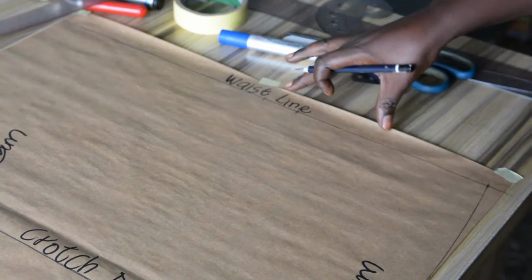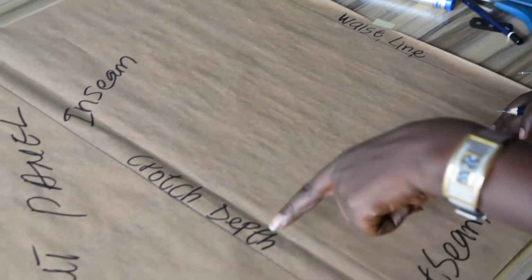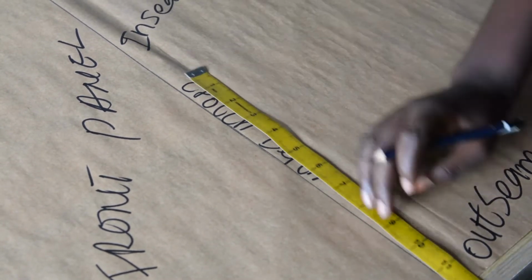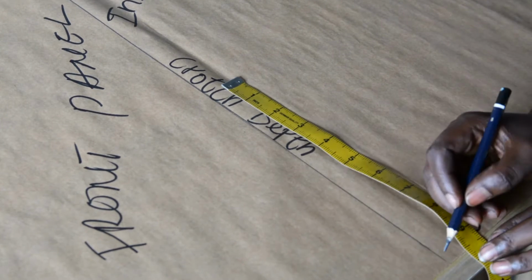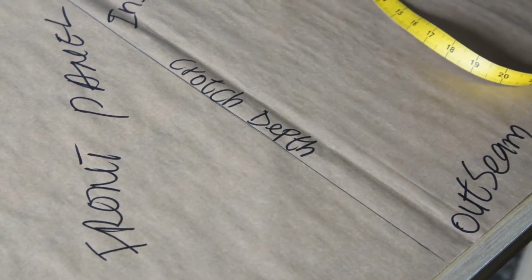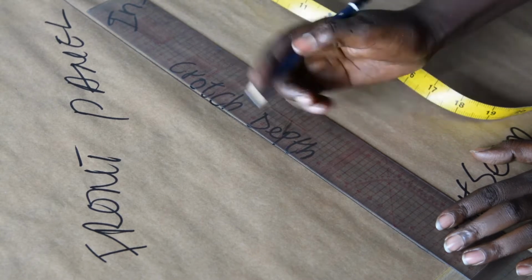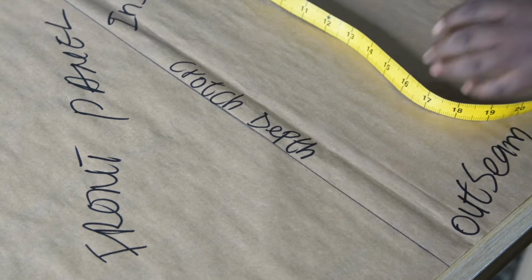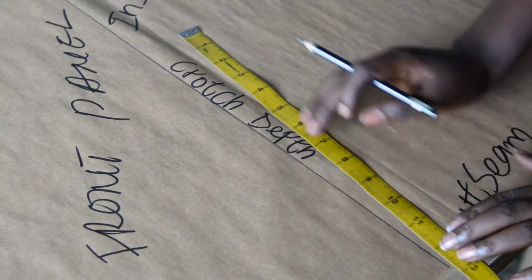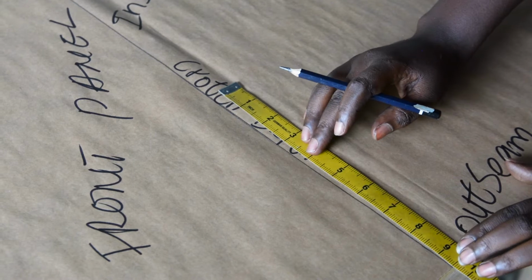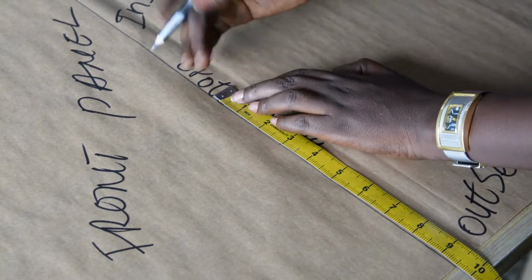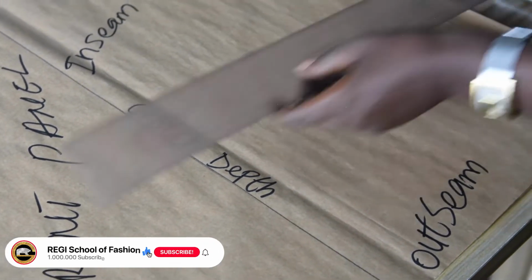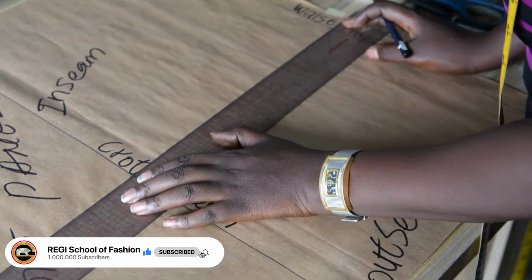I will take this measurement as it is and insert it on the crotch depth measurement. This is the crotch depth line. So on the crotch depth, I'm inserting 9.5. So this is the point. Then I will take it up with my straight ruler. I'll be connecting the 2 points together to make a straight line.